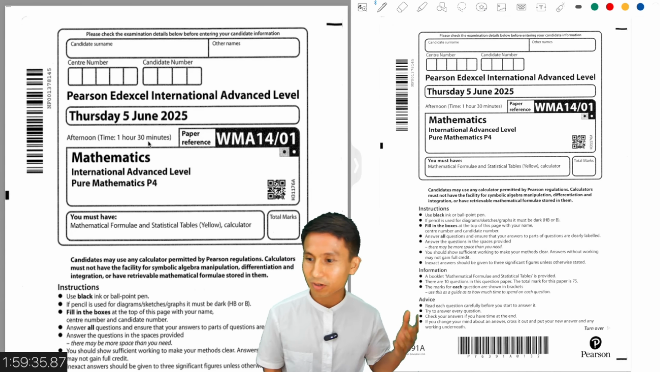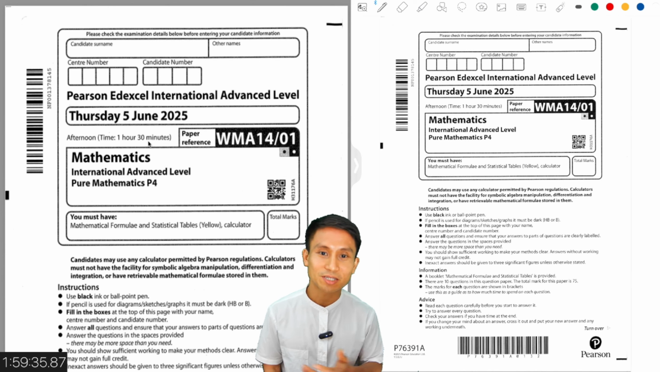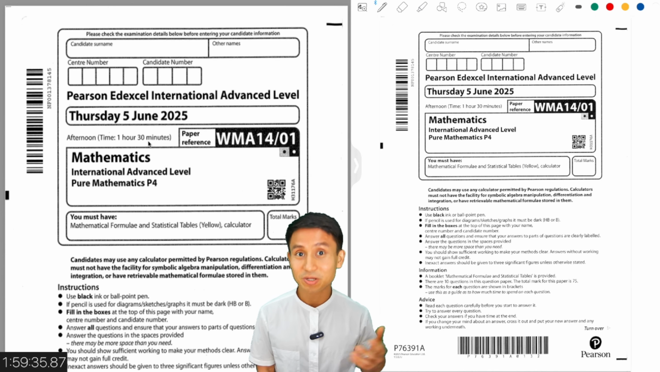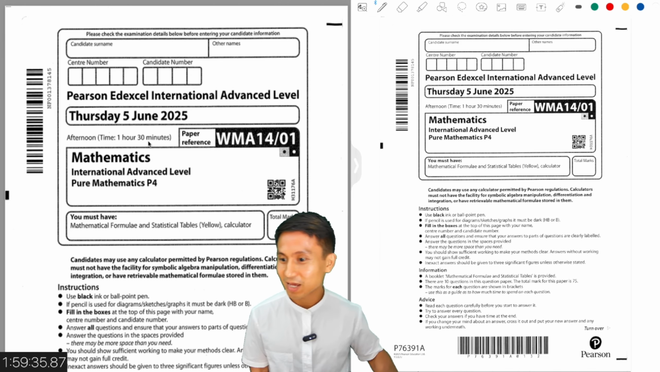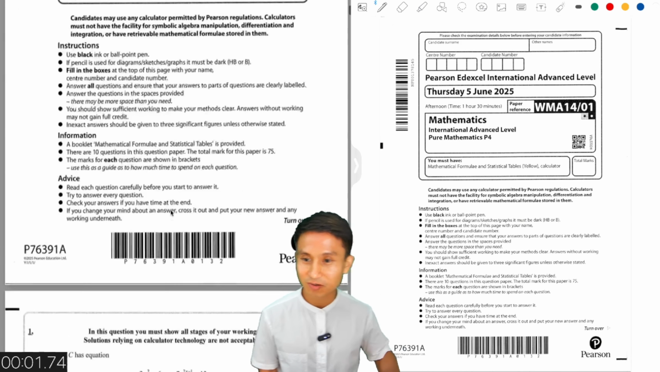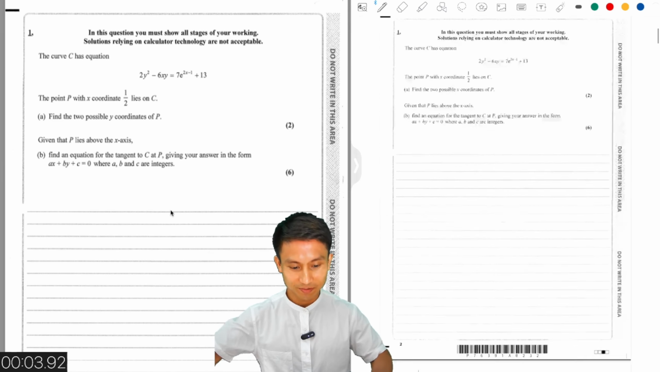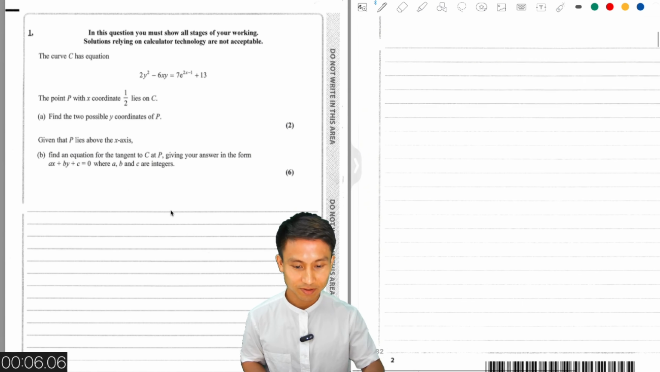Okay, here's the paper, and of course as you can see, I'm going to be timing myself. I'm a bit excited for this paper. Let's see how difficult it actually is, and I'm gonna hit the timer now. Okay, so let's go guys. Number one, gonna be writing in here as well.